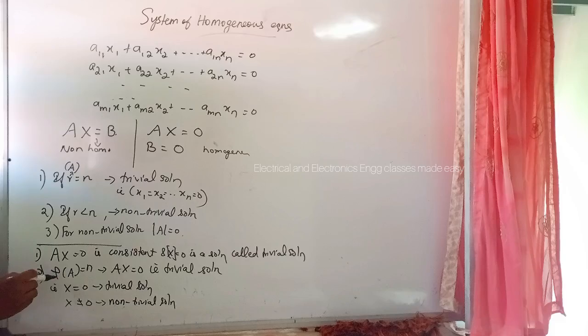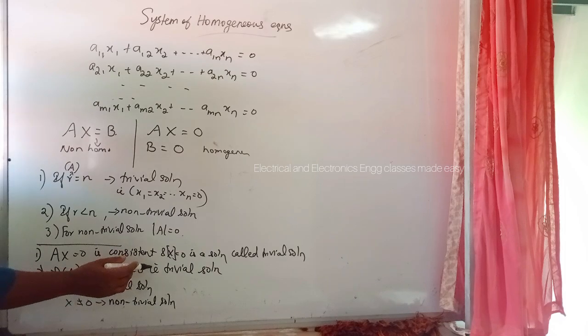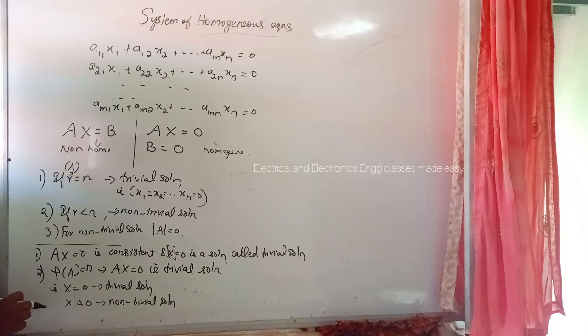And if rank of A is equal to n, then Ax equal to 0 is always consistent, and we get like this, that is rank of A is equal to n, then Ax is equal to 0 has only trivial solution. That is, in general we can say x equal to 0 is trivial solution and x is not equal to 0 is called non-trivial solution.